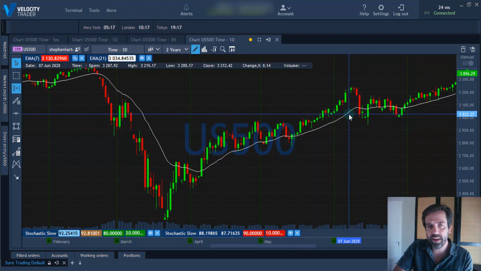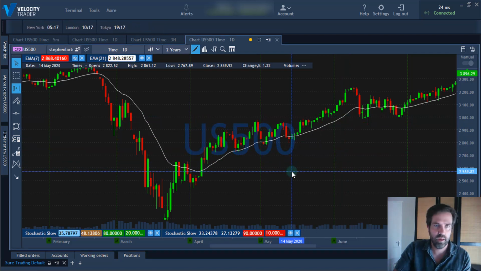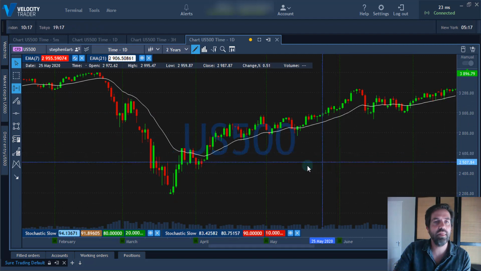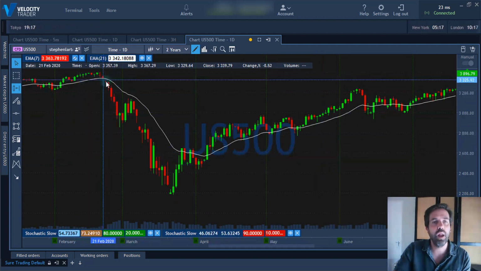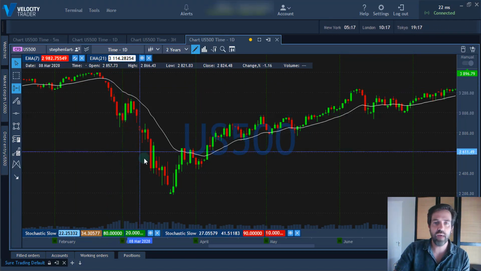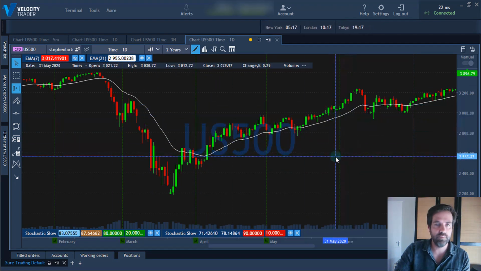Because it's a trend indicator, a lot of people use it to enter or exit trades. So the idea behind that is that when the price is below the moving average, you are in a downtrend, so that's a good time to go short. And when it's above the moving average, you're in an uptrend, and that's a good time to go long.